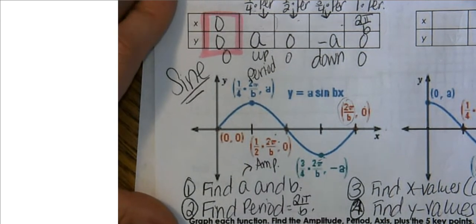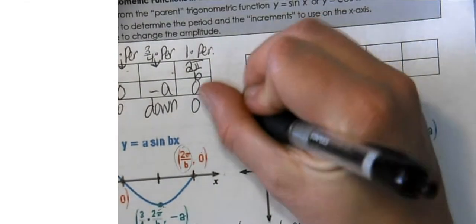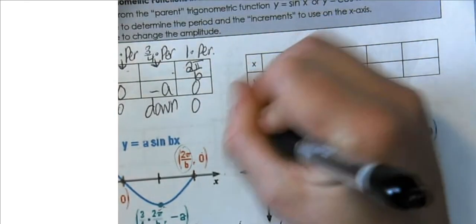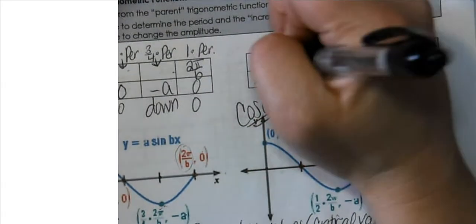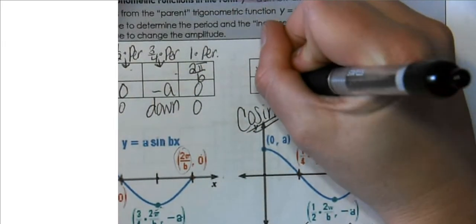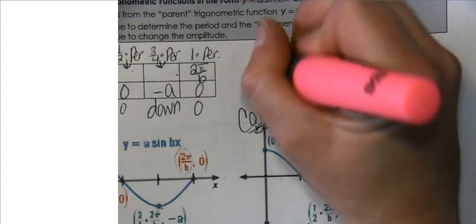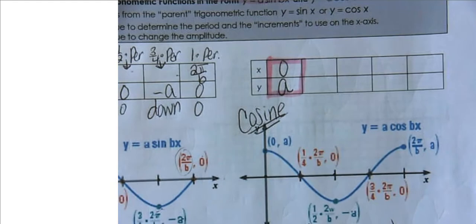Cosine is going to have the same exact steps. So here's cosine. This is a cosine function. Cosine is not going to start at 0, 0. Instead, it's going to start at 0, A, whatever your A value is. And that is always going to be your starting point. So that is something to study. Does cosine start at 0, 0, or does cosine start at 0, A? It starts at 0, A.